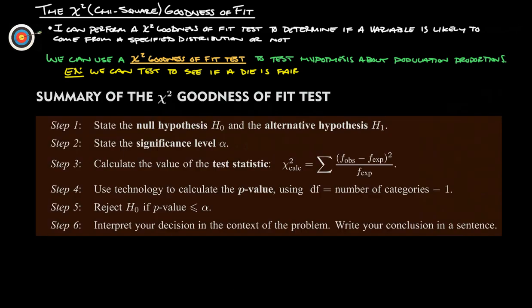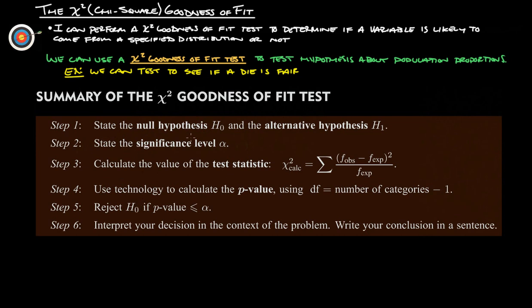Okay, so first, here's the summary of the chi-squared goodness of fit. They take us through the steps, like they like to give us all the steps, to make this make a little bit more sense. And we're going to actually take these steps through an example, which will help it make even more sense.